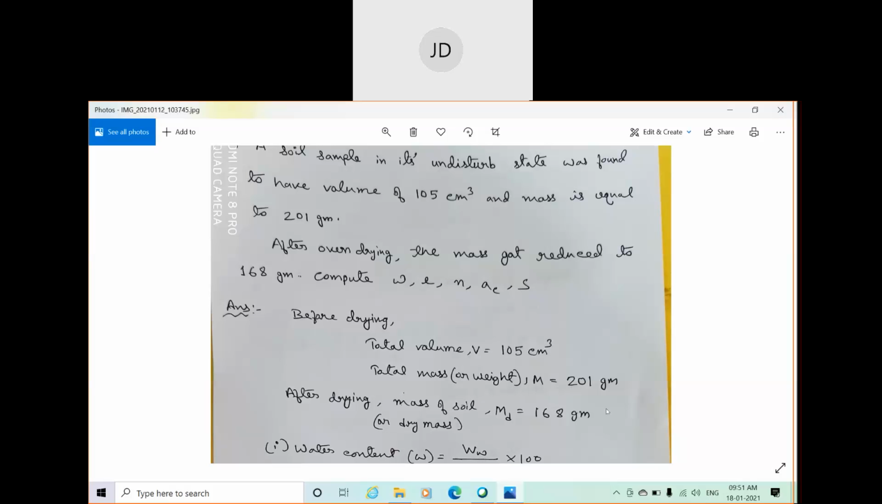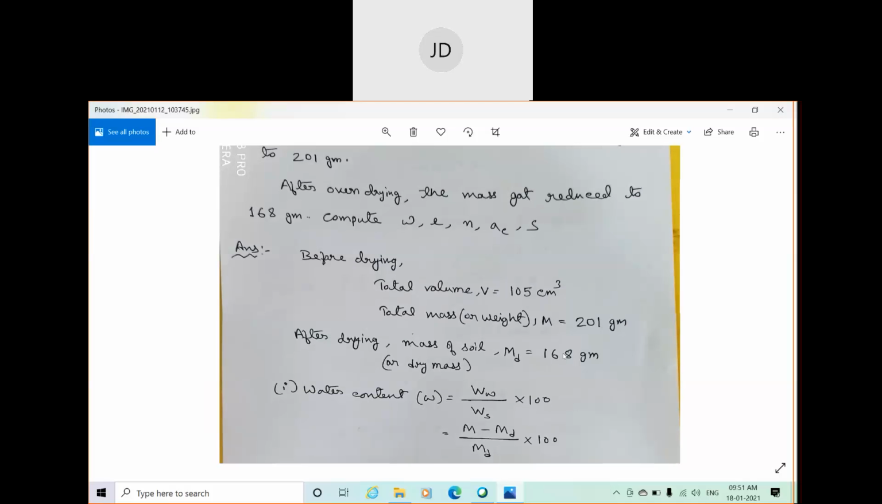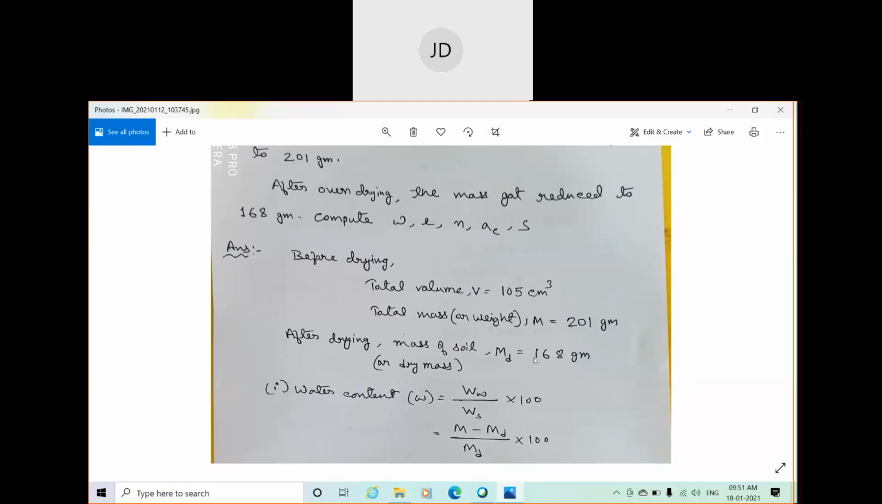So mass is given as 201 gram. Okay. After drying in the oven, the soil mass gets reduced to 168 gram. That means if you subtract 168 from 201, what you will get? The mass of water that is coming out of the sample from oven drying. The water present in the soil gets evaporated during oven drying.